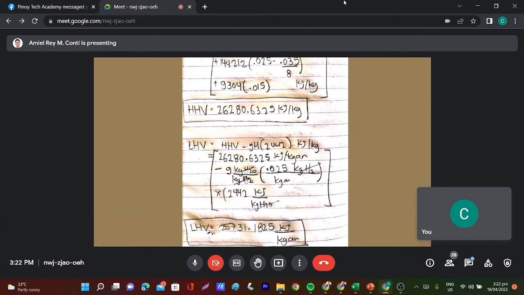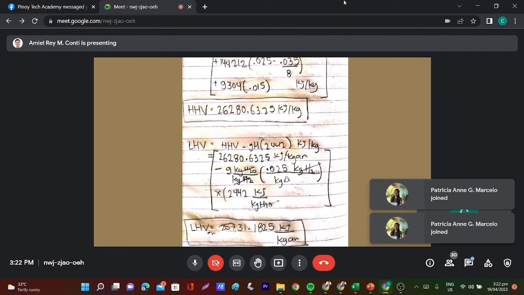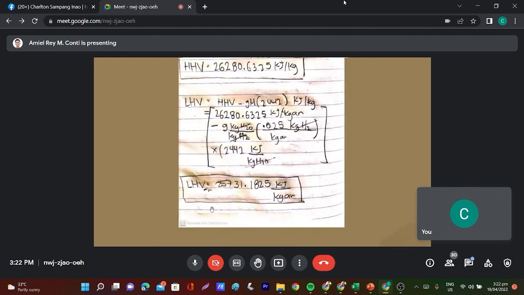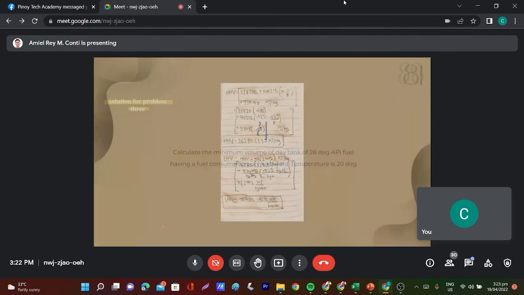Minus 9, dahil water divided by the hydrogen, times yung sa hydrogen na 0.025 kilogram hydrogen over kilogram as received. So we cancel the kilogram hydrogen, then ito pa pala yung 2,442 kilojoule per kilogram of water, na cancel din yon. So ang matitira na lang is kilojoule per kilogram as received. Doing the calculation here, yan, we could get the lower heating value as received na 25,731.1825 kilojoule per kilogram as received.